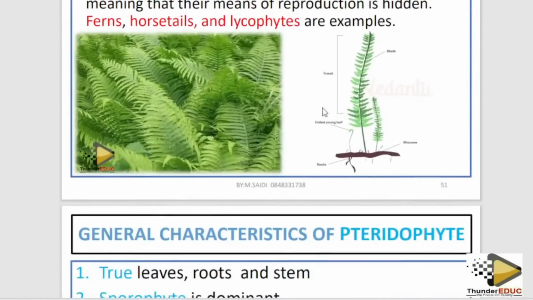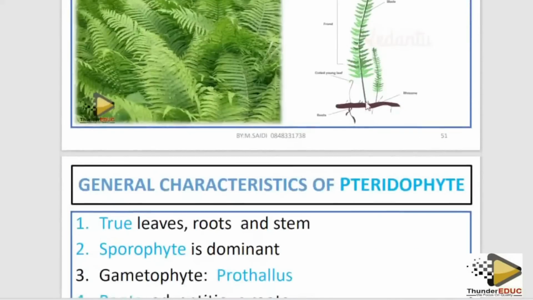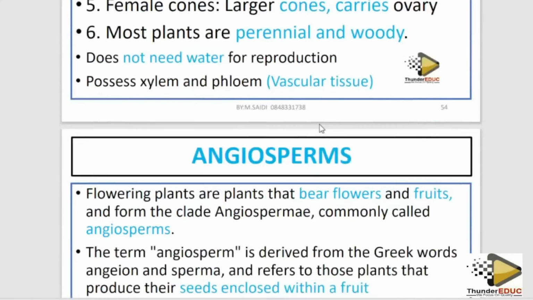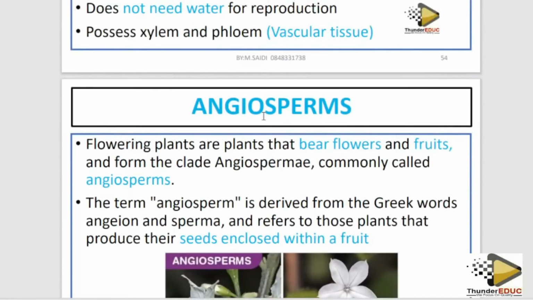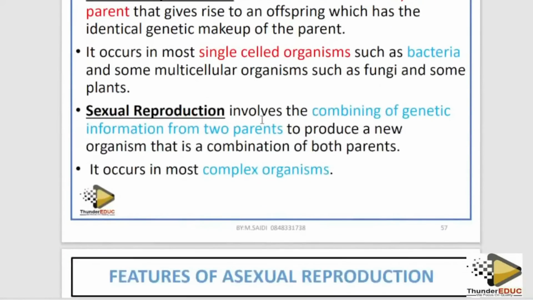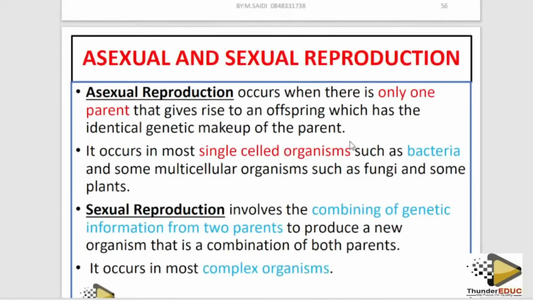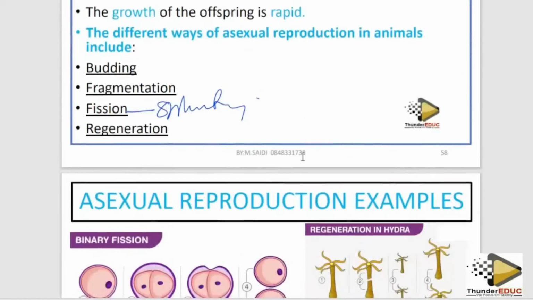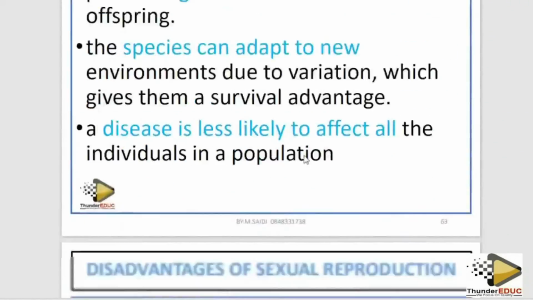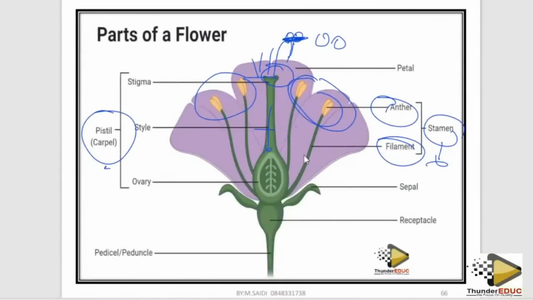Then we said the properties and the characteristics. These ones are naked seeds. These ones are true, they have a fruit, meaning that the seeds are enclosed in a fruit. Then in the angiosperms, the asexual and sexual differences, you must know them. I showed you the questions. And then also the structure of a flower and the different structures of a flower.